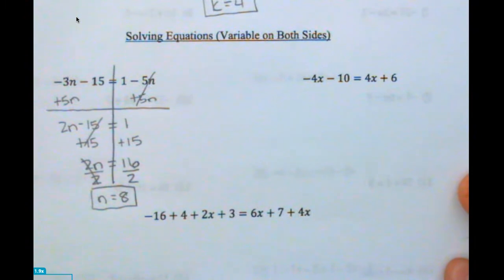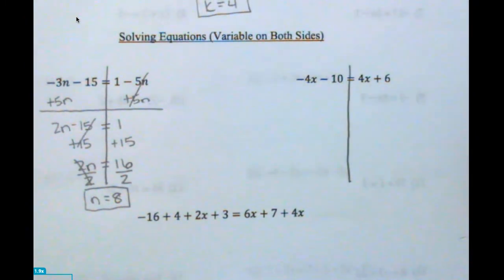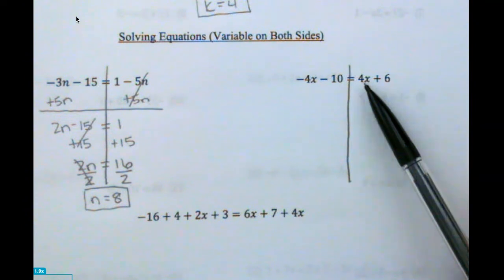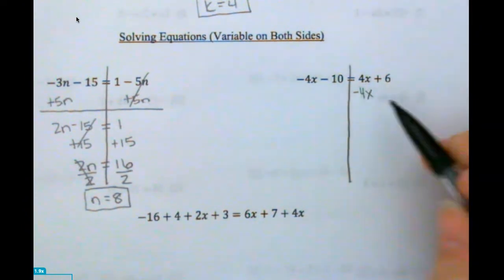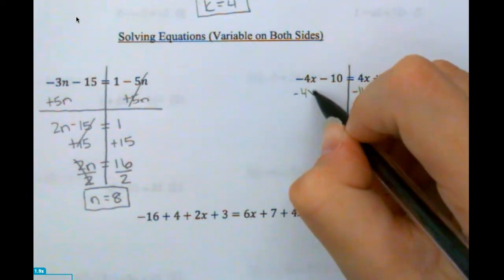We'll do another example here on the right. Draw your line. Okay, again, I want my variables to be on the left side, so I want to get that 4x on the left, which means I have to get rid of it on the right. So I'm going to subtract 4x. Because 4 is positive, I have to subtract it away. I'm going to subtract it on the left side as well.